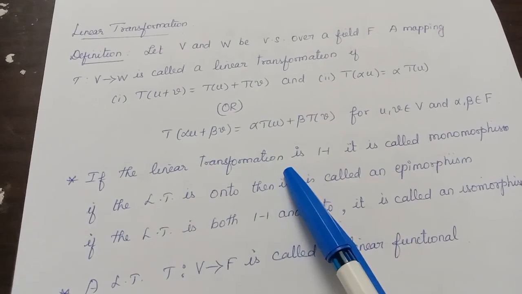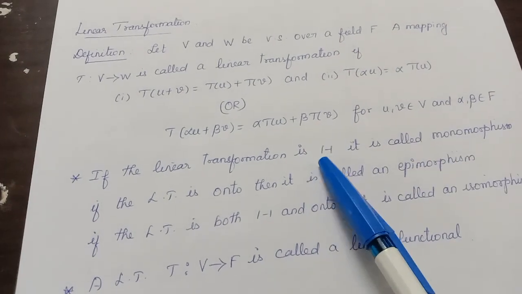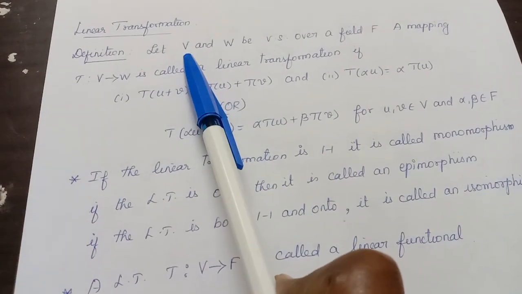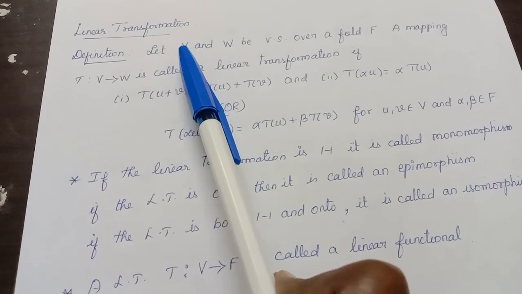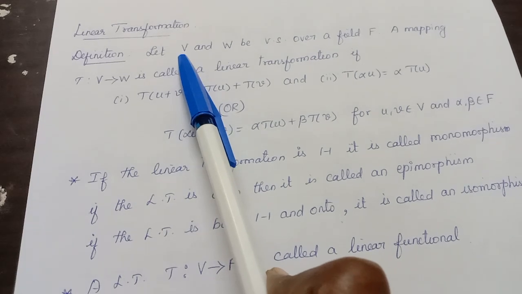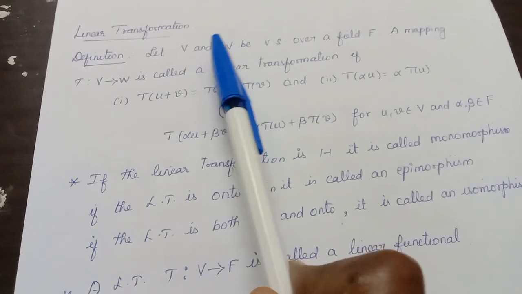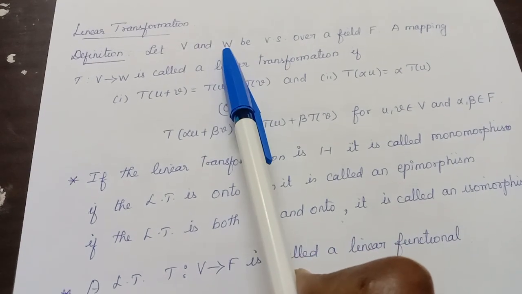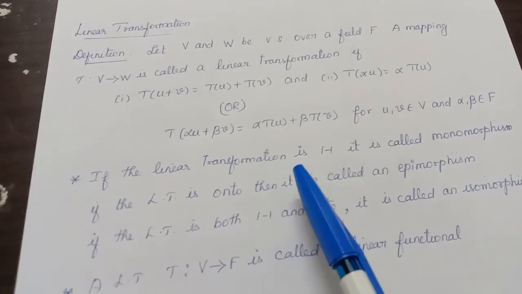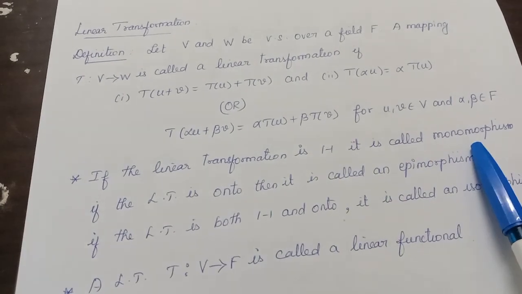If our linear transformation is also a 1-1 mapping, then it is called monomorphism. What do you mean by 1-1? If you take two distinct elements in the domain, their images will also be distinct in the codomain. That means if you take u1 and u2 in V, T of u1 and T of u2 will also be different. For distinct elements having distinct images, that kind of mapping is called 1-1. If the linear transformation is 1-1, it is called monomorphism.